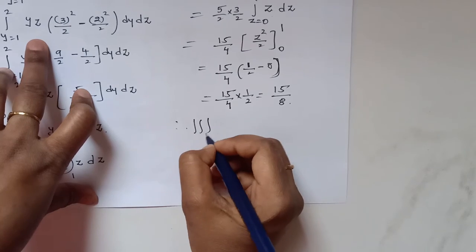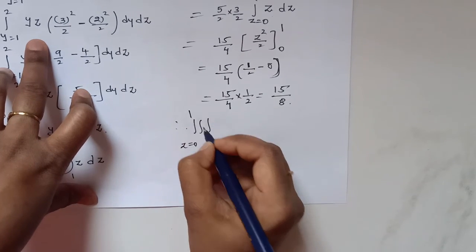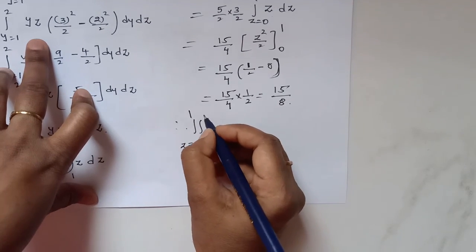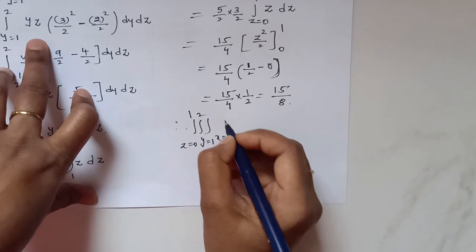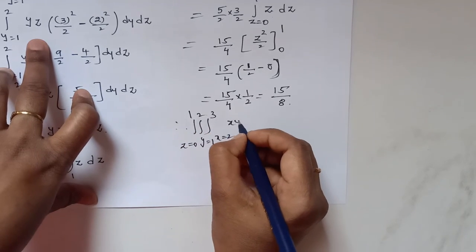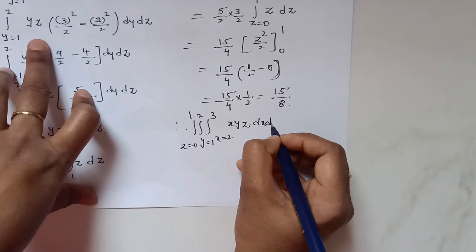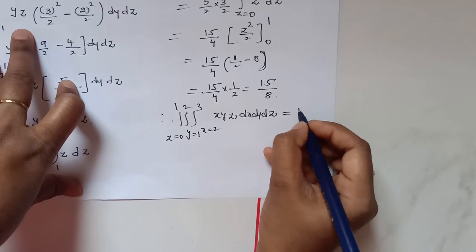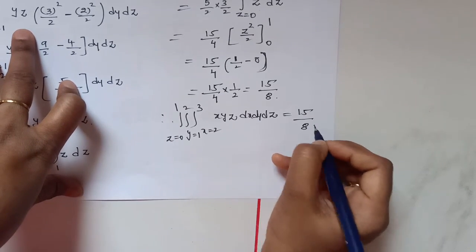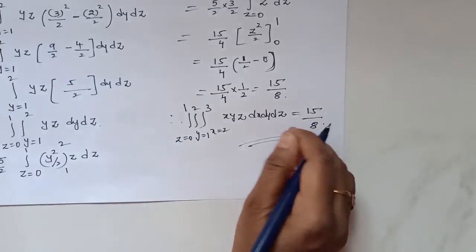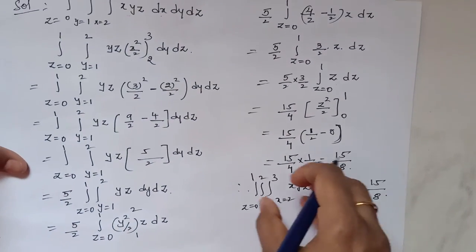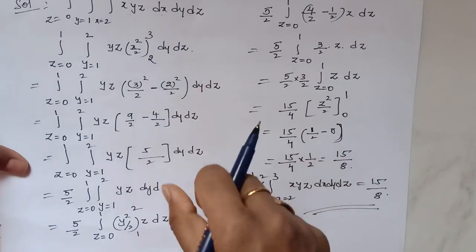Therefore, triple integral z is equal to 0 to 1, y is equal to 1 to 2, x is equal to 2 to 3, x y z dx dy dz value is 15 by 8. Okay, this is about the solution to the third problem.